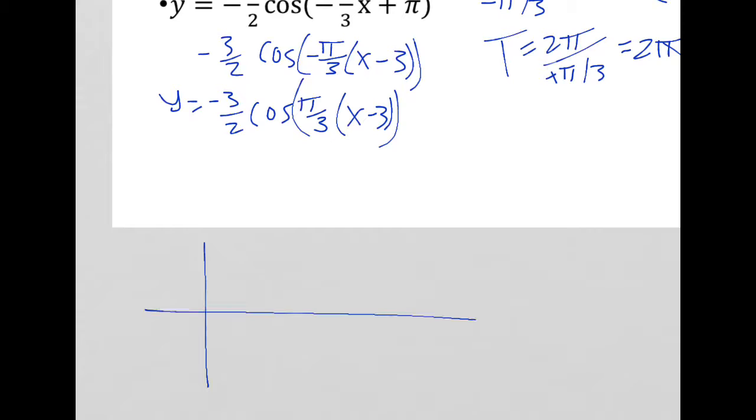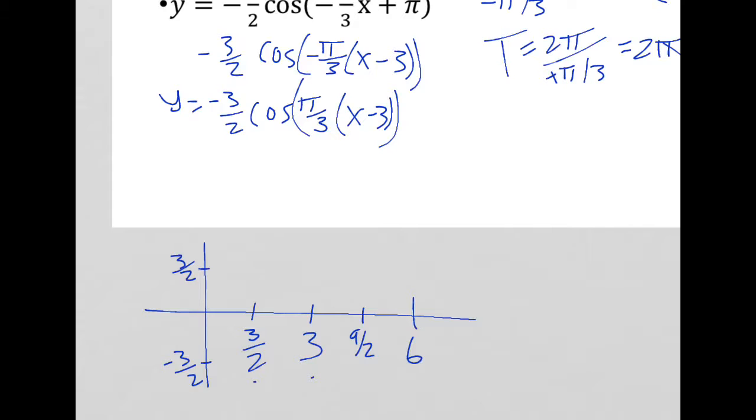Let's sketch this function. So I'm going to put the length of my period out here, which is 6, cut it in half, 3, cut it in half, 3 halves, cut it in half. If I count 3 halves, 6 halves, 9 halves, right there. And now let's graph it. So it's a cosine function. First off, let's get our amplitude in there. 3 halves and negative 3 halves.